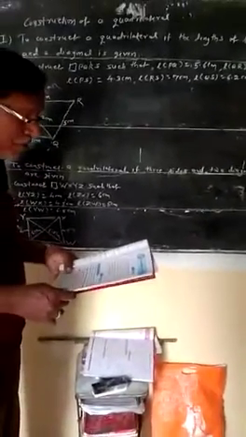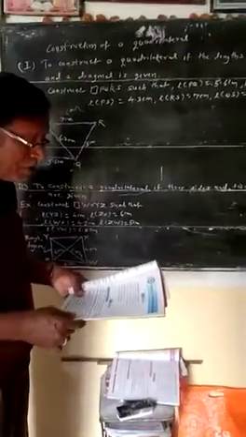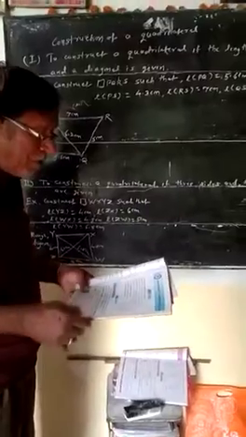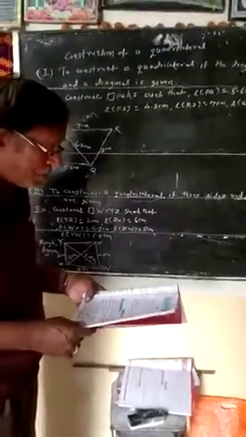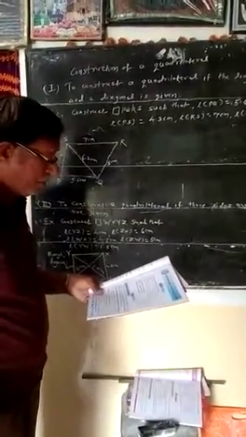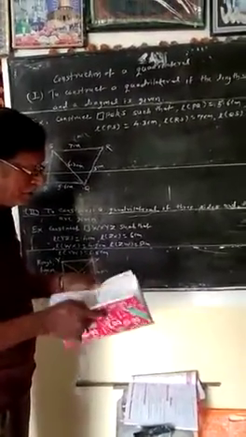Every quadrilateral has four angles, four sides, and two diagonals. So there are 10 elements in each quadrilateral. So today we are going to see the construction of quadrilaterals, and their types are given.